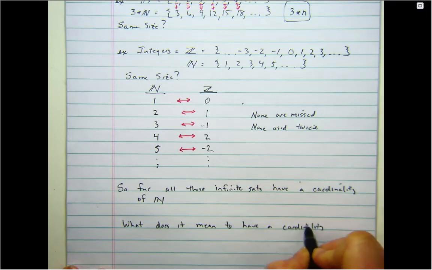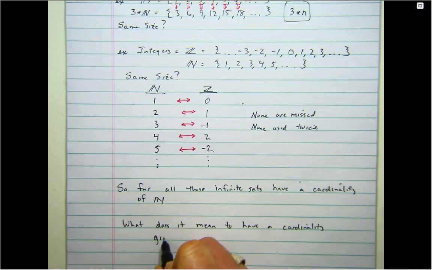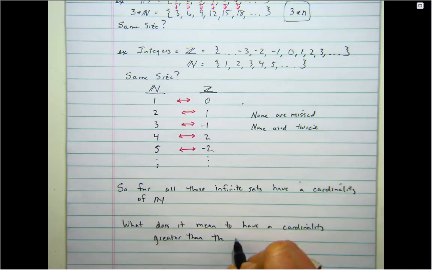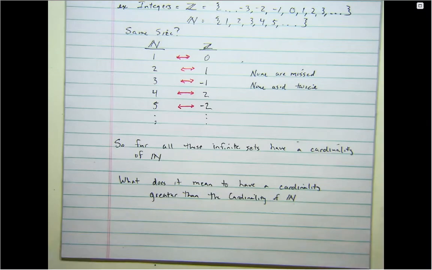What does it mean to have a cardinality greater than the cardinality of n? It's like I'm giving you several sets that were infinite but look smaller than the cardinality of n. And now I give you a set that looks bigger than the cardinality of n, and yet it turned out to be able to be put in a one-to-one correspondence with n.